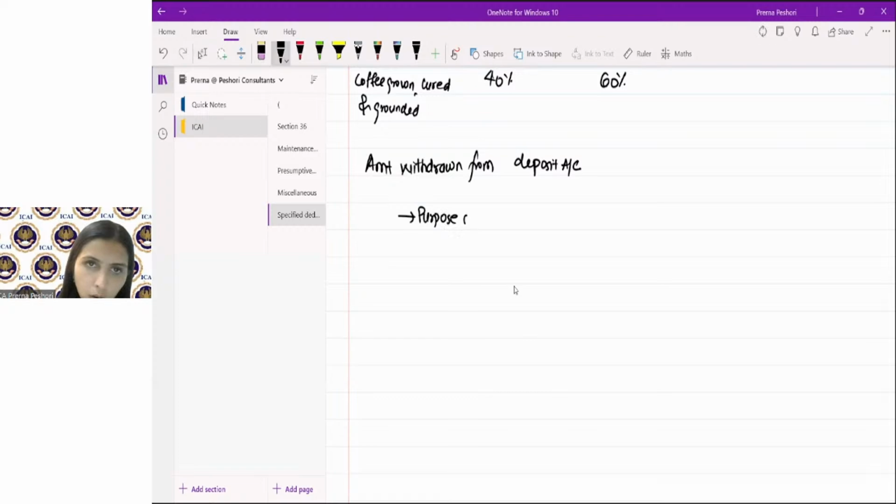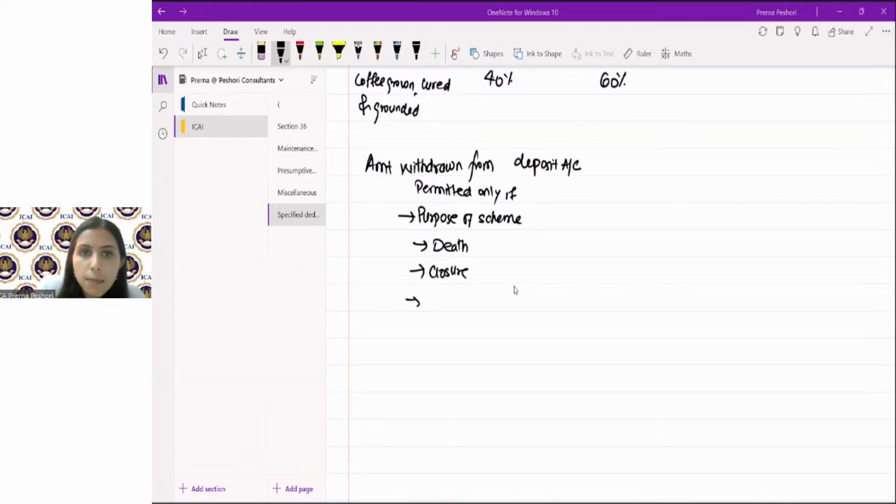It is allowed to be withdrawn only in the following cases. For the purpose of the scheme, permitted only if death, closure, liquidation, partition and dissolution. Are we clear? So only in these circumstances it will be allowed to be withdrawn.